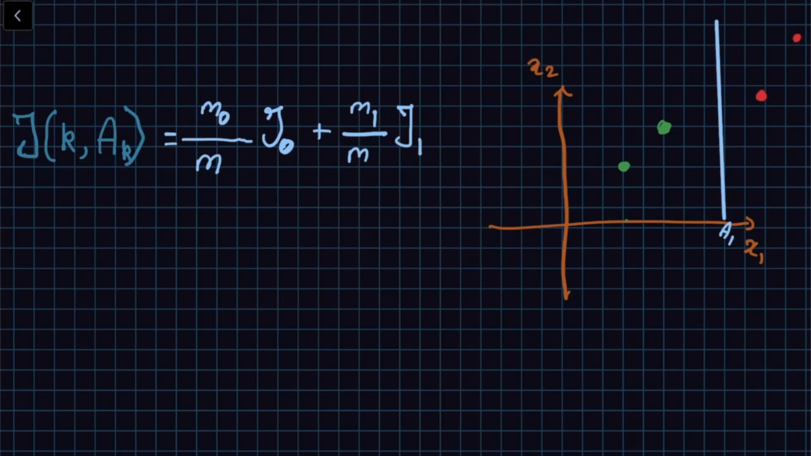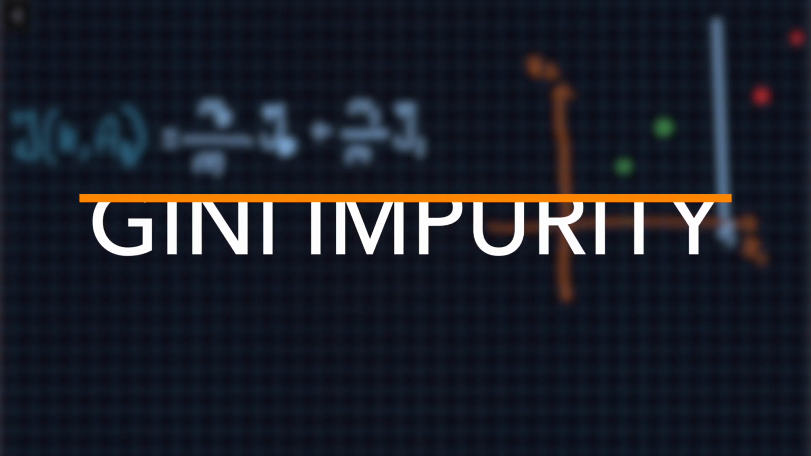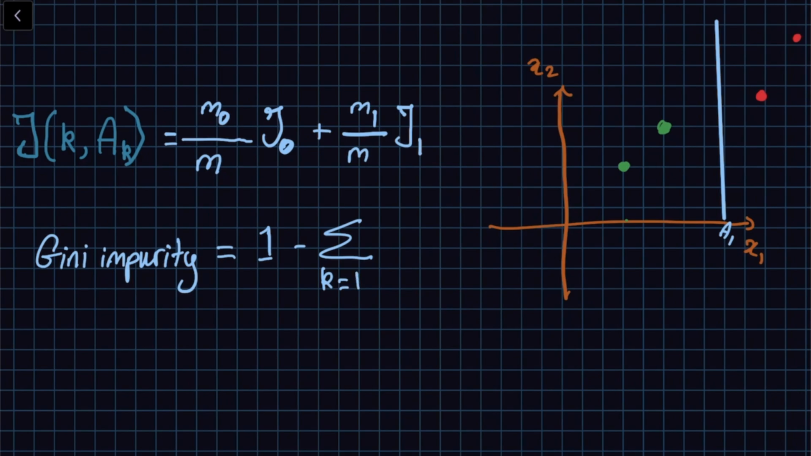Since we're in a classification problem, normally people use two types of costs. The first one, which is well known in the machine learning world, is the Gini impurity. The Gini impurity is computed as follows: it is 1 minus the sum over k running from 1 till p, where p is the number of classes, of p_k squared. Actually, p_k is not a probability.